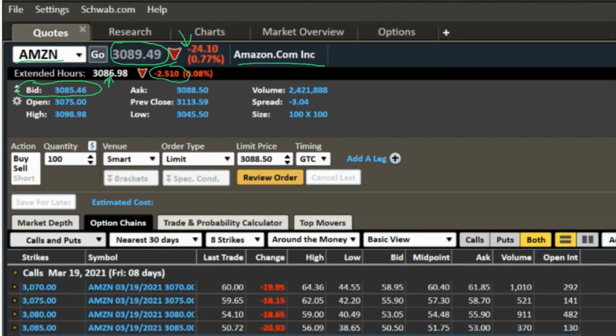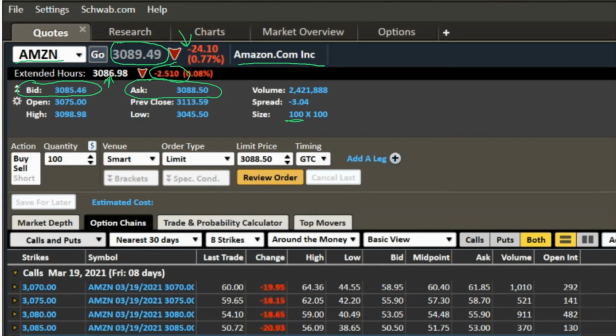And so you can see the current bid is 3,085.46, which is the highest price someone's willing to pay for it right now. And the current ask is 3,088.5. That's the lowest someone will accept for their shares at this moment. And of course, there's other shares at different prices, but that's the inside quote. So highest price someone's willing to pay, lowest price someone's willing to sell it for.